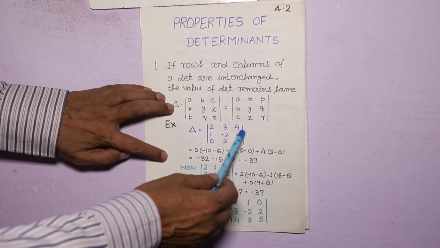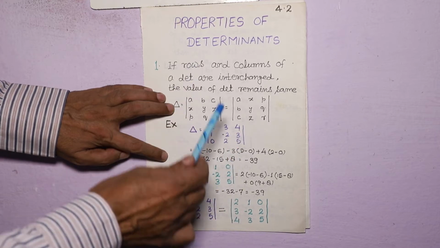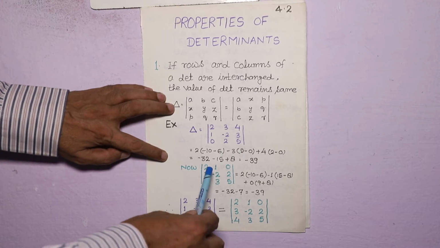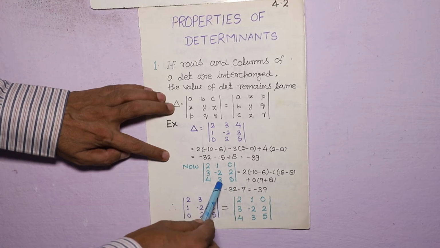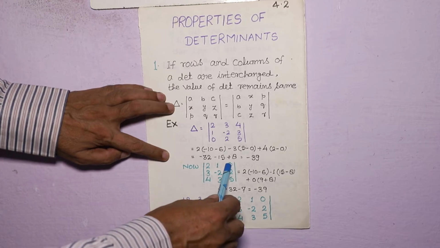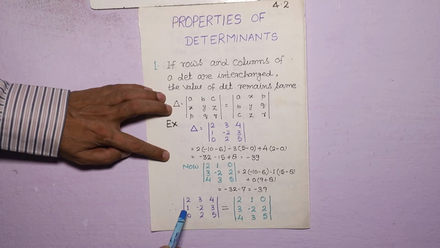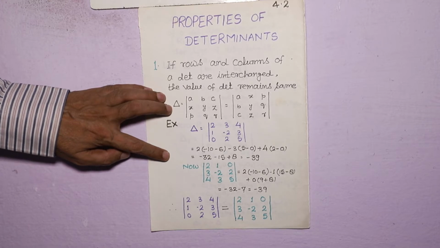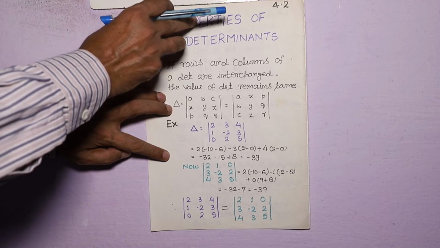Now converting rows into columns: 2, 3, 4 becomes the first column, 1, minus 2, 3 becomes the second column, and 0, 2, 5 becomes the third column. Now expanding again along the first row, you have seen 2 into minus 10 minus 6, minus 1 into 15 minus 8, and plus 0 into 9 plus 8. Again its value is minus 39. So in both cases, the determinants have the same value. So if rows and columns of a determinant are interchanged, the value of the determinant remains the same.